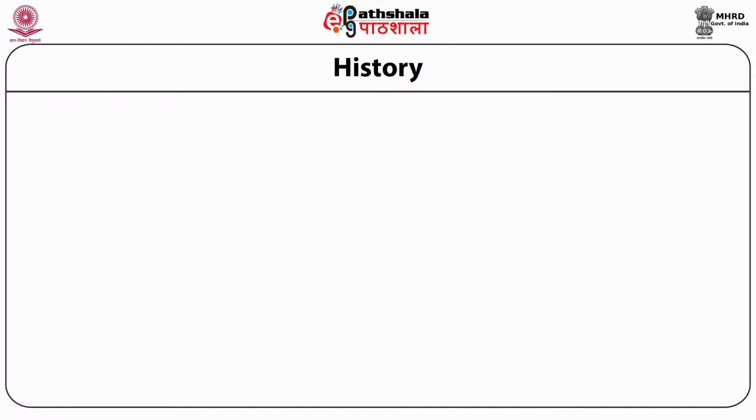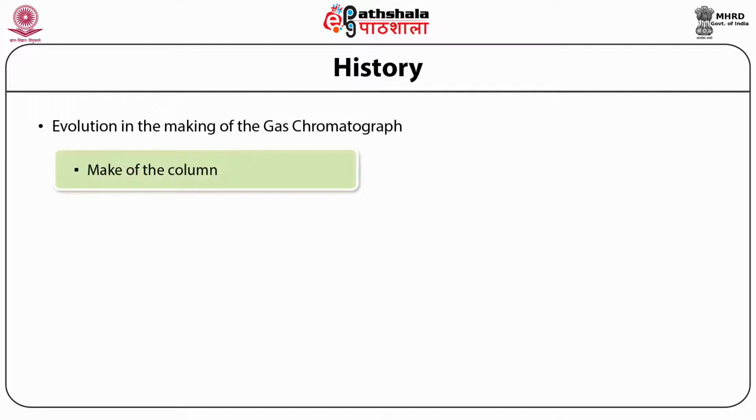There has been a continuous evolution in the making of the gas chromatograph. Earlier, the column used to be a tube packed with a solid support coated with a stationary liquid. But now, a liquid layer is coated on the inner surface of a fine tube. At first, nitrogen was used as a carrier gas, but now helium or hydrogen is used, with sample injection through a flow rate controlling device at the column inlet.